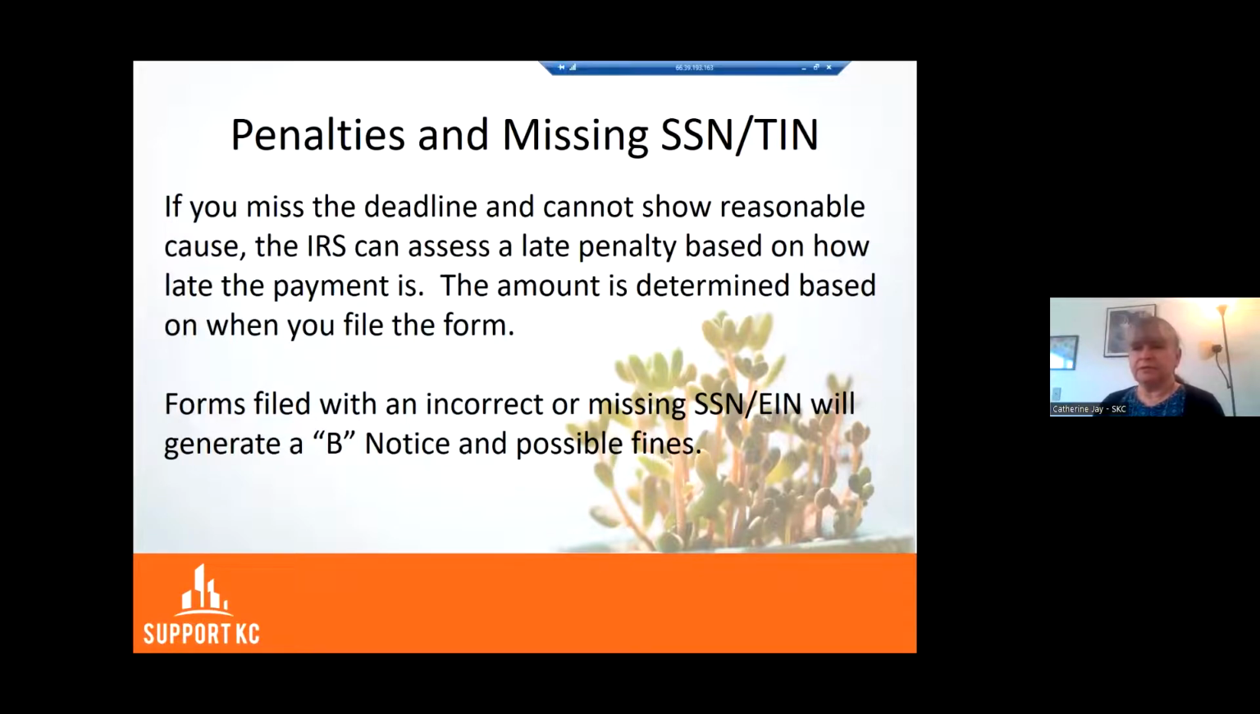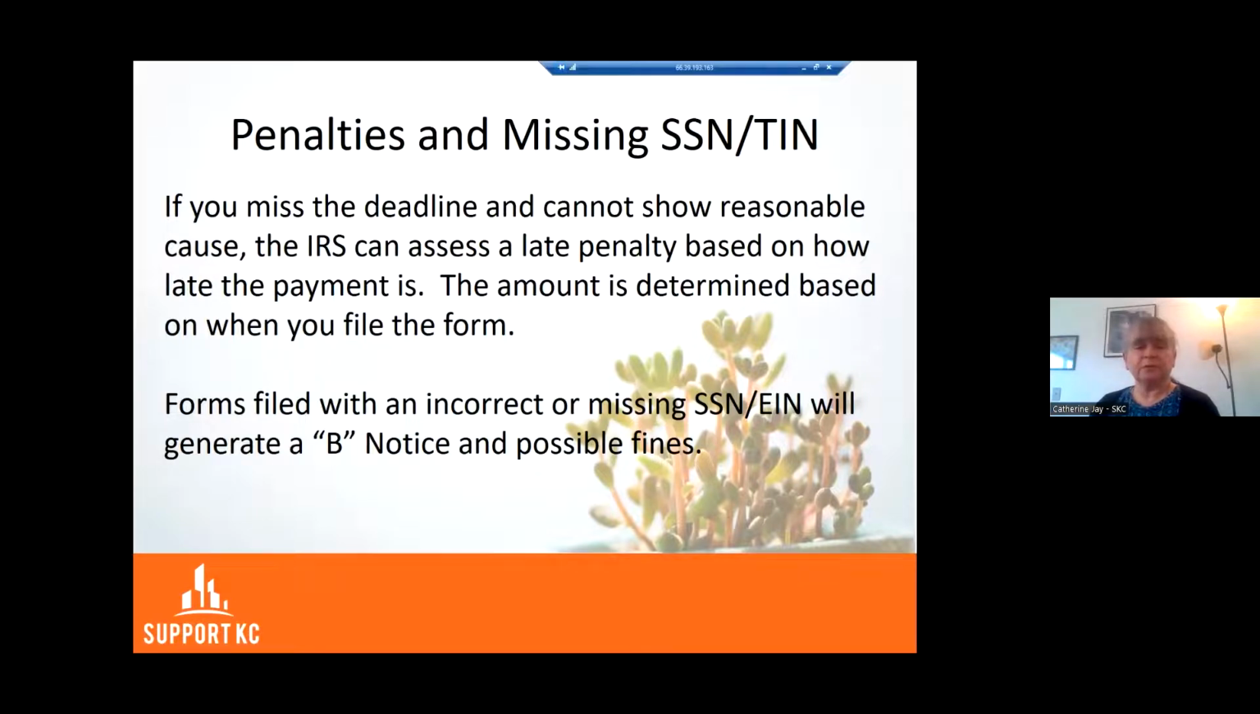On the B notice, if you have forms filed with incorrect or missing tax ID numbers, you'll receive a B notice. And I know that a number of our clients have received these, and there are possible fines attached, but you have to read the notice to know the IRS is telling you information in the system doesn't match, and the remedy for fixing that. Sometimes you don't have to respond back to the IRS. You just go and verify your records. If it was a typo or transposition of numbers, they'll generally ask you to fix it for next time.